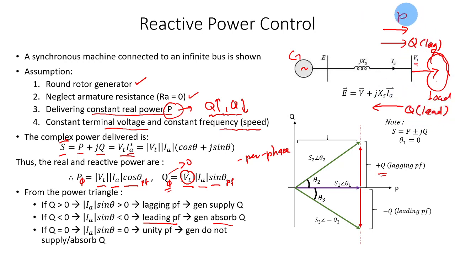Okay, but the P will always be flowing outside, exporting, because here you can see that the P is always constant, right? No matter whether the Q is positive or negative. Of course the apparent power, or complex power, will change, but you can see that in this vector we are maintaining the real power at exactly the same value, no matter whether the power factor is lagging or leading.